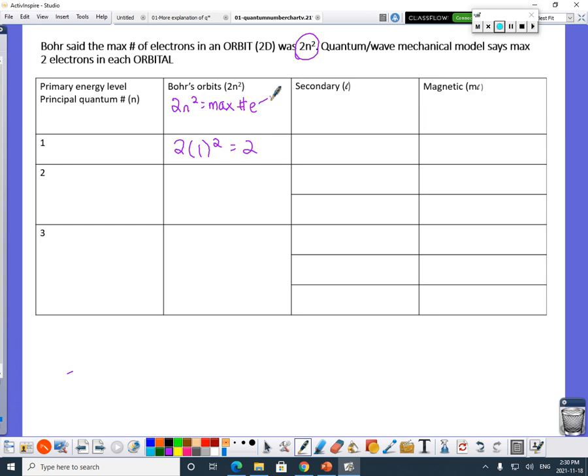It does say this up here, but if you want it in the chart, okay? So Bohr said that 2n squared described the maximum number of electrons. Then 2 times 2 squared is 8. So far, so good. But then when you get here, we do not tell you to put 18 in the third shell, right? So we have been modifying the truth for you in grade 9 and 10 and 11.